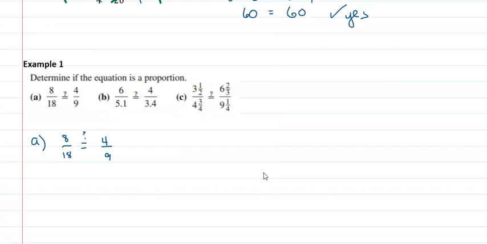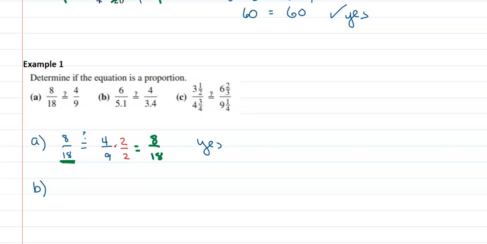Okay, so for the first example, we've got 8 over 18. Does it equal 4 over 9? That's what the little question mark means. Does it really equal? So I'm not even going to use the cross product for this one, because I can see right away that if I took 4 over 9 times 2 over 2, I end up getting 8 over 18, which is what this side is. So this is true. So yes, this is a true proportion. So you don't even need to use a cross product when it's a simple fraction.